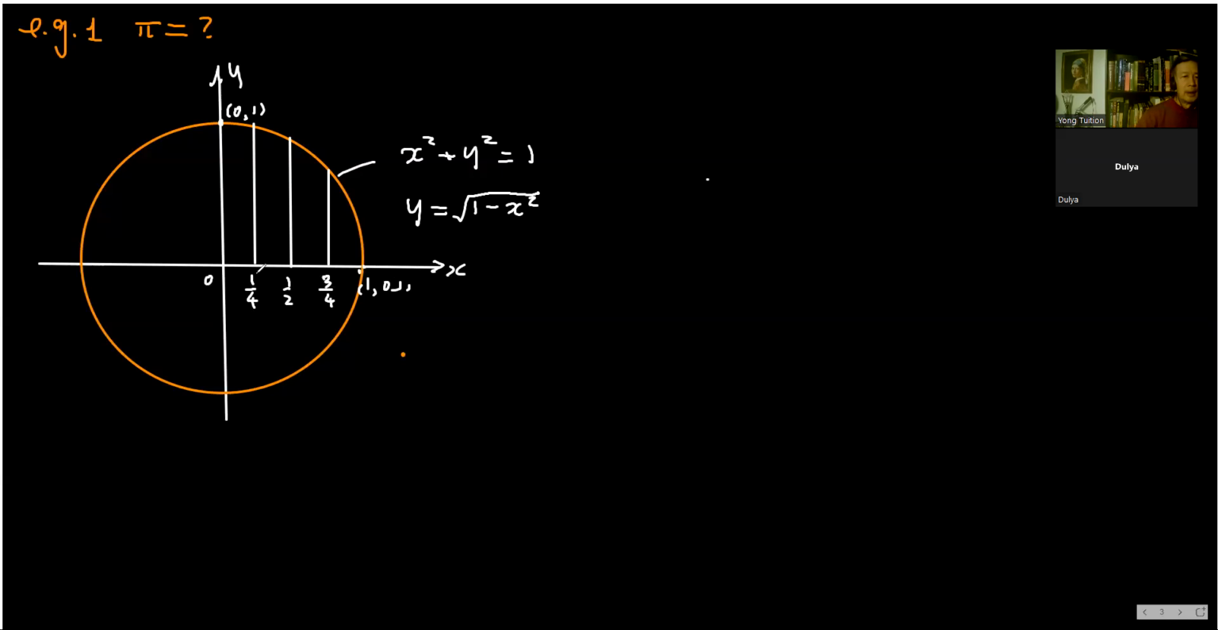Okay, so here we got 4 slices. Can you see? This is A1, A2, A3, and A4. Okay, you can try. How can we work out pi, or how can we estimate pi?